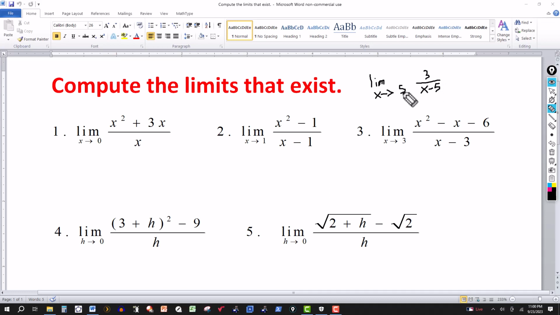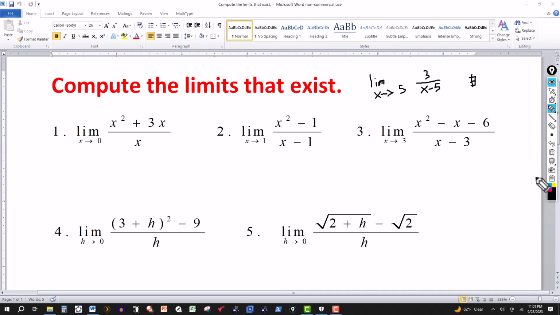So here, if I just plug it in, I get 3 over 0. 3 divided by 0 is not defined. The limit here does not exist. There is no limit, so there's nothing I can do in this particular case. You would look at the graph for this expression. Of course, you have a vertical asymptote at x equal to 5.